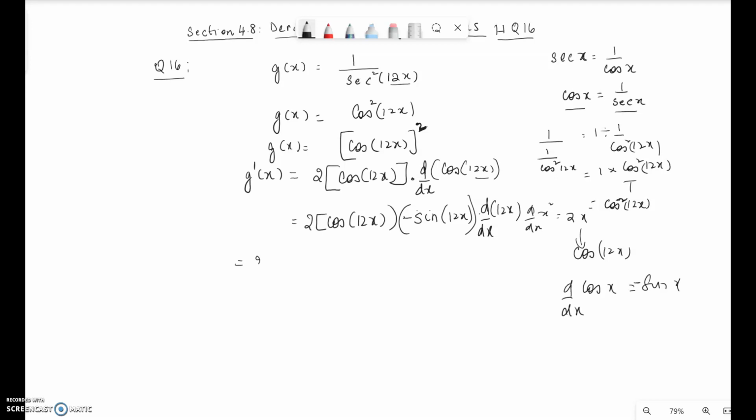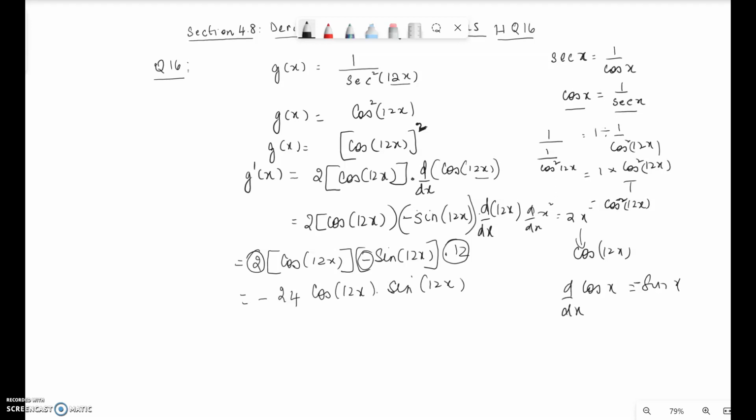So we have 2 times cosine of 12x times negative sine of 12x times d by dx of 12x, which is 12. So combining all the numbers, we have negative 24 cosine of 12x times sine of 12x.